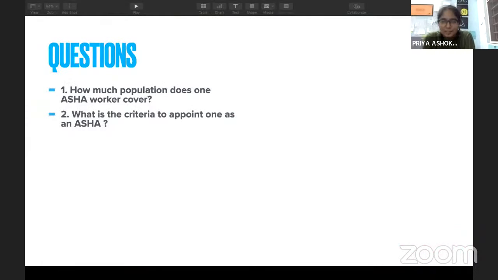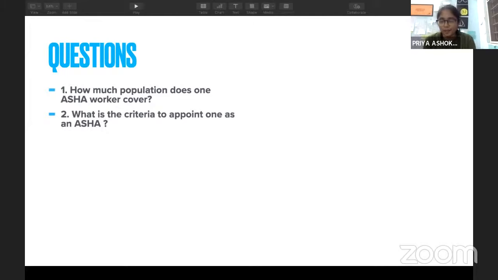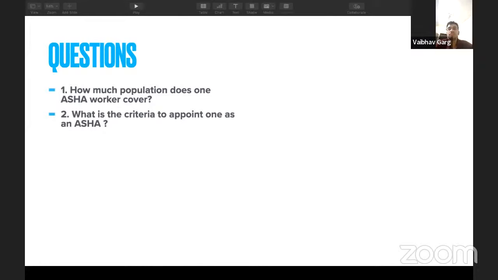How much population does one ASHA worker cover? 1,000. Right, and what is the criteria to appoint one as ASHA? Like what her age should be? The criteria is that the woman should be married. 25 to 45 years of age. Okay. And educated up to 8th class. Okay. And should be a resident of the village. Yeah. And should have leadership qualities.